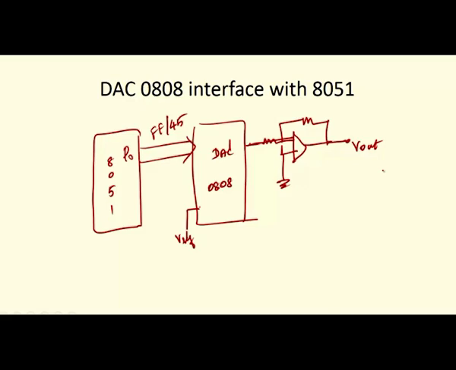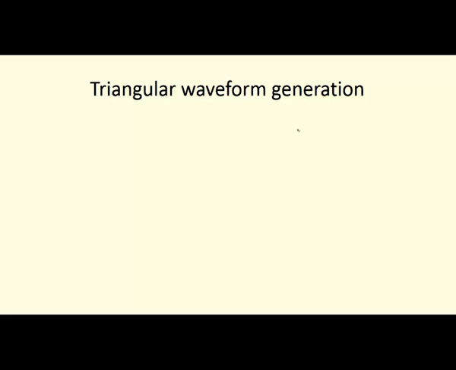Now, we will start to write the program. Physically we made the connection. So, based on the program only you will get the analog signal in the form of either a triangle waveform or a square waveform. First, we will consider the generation of the triangular waveform. A triangle waveform looks like this. So, how do we start to do this?